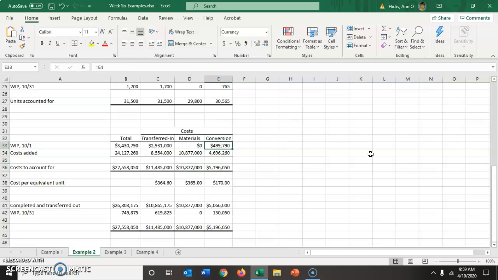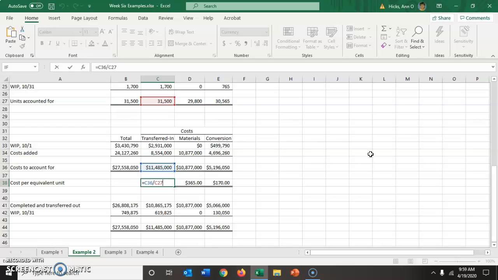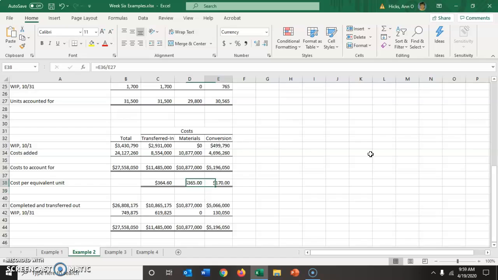Conversion costs associated with beginning WIP, 499,790, plus those costs that were added during October, gives us a total of 5,196,050. Then, just like we did in the previous example, we will take the total cost for each category, divide it by the equivalent units for each category, and come up with a cost per equivalent unit. And you can see those there for each of the 3 categories of costs.